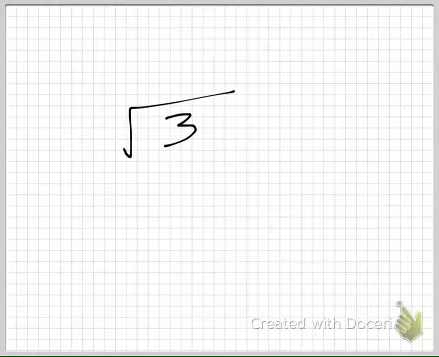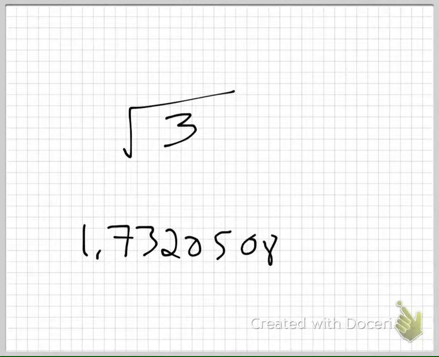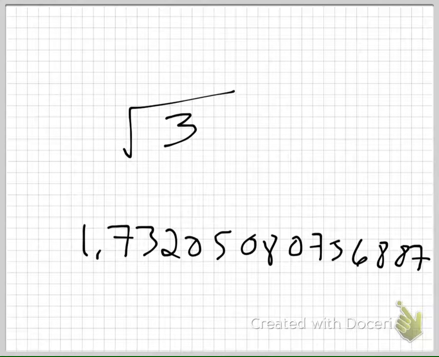Everybody pull out a calculator. What's this symbol? It looks like the square root symbol. If you're on your phone, you have to turn your phone sideways. Oh, it's like 1.732050. Yeah, it's 1.73205080756887. That's what my calculator says.